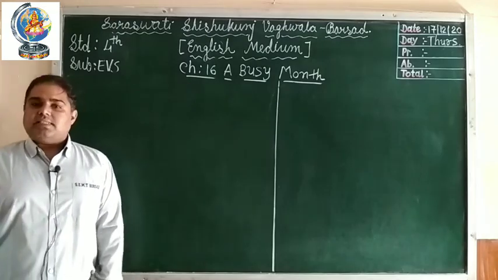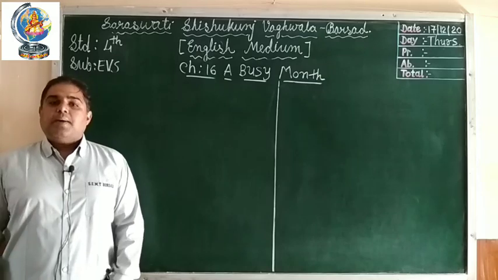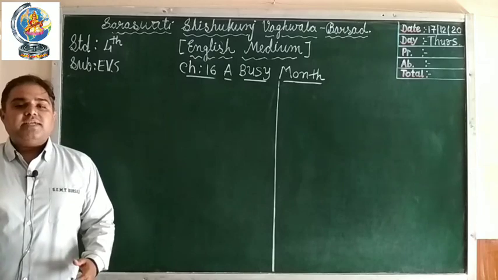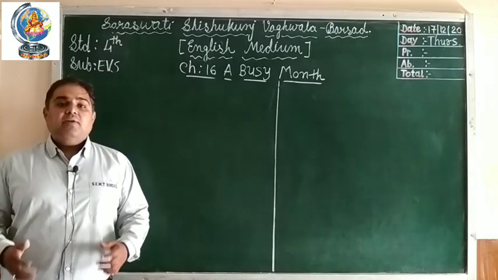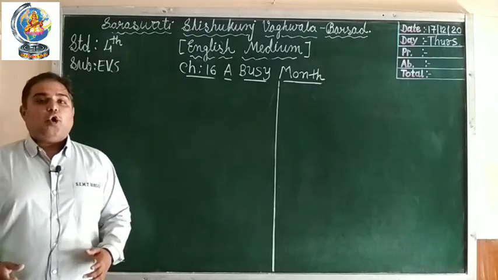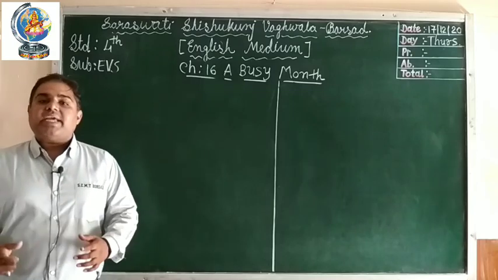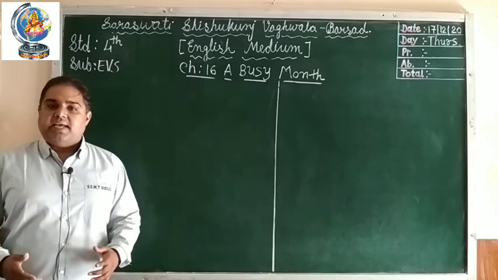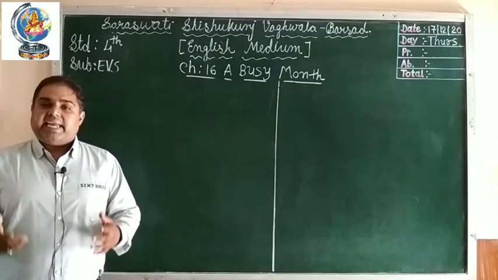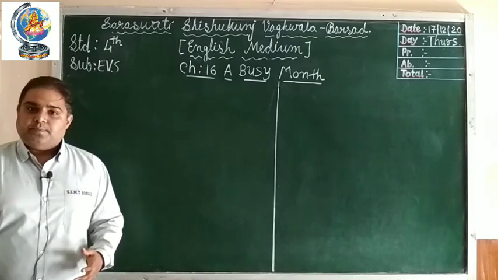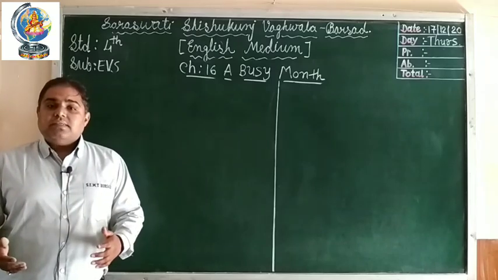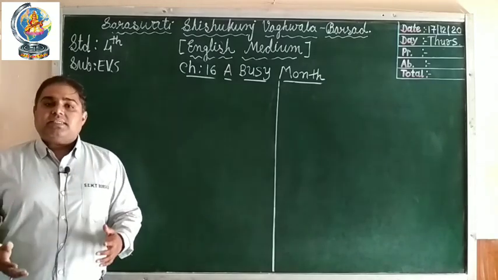Students, the next question is, what things does the bird bring to the nest? So students, the answer is, the crow brings small insects and worms to feed its chicks or its young ones. It also brings pieces of roti and grains. Then students, the next question is, is there any bird sitting in that nest? So the answer is yes.